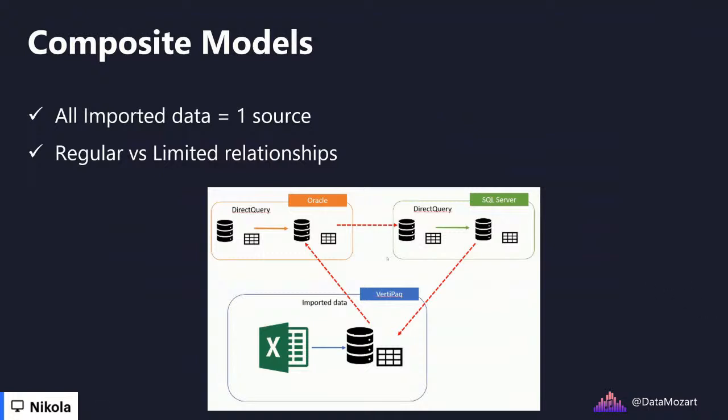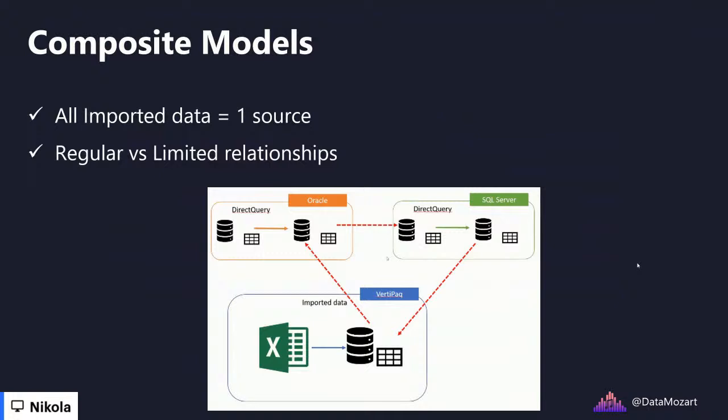Now, if you ask yourself why some arrows are dashed and others are not, that's a good question. These arrows represent relationships between tables in different storage environments. So the tabular model in Power BI supports two types of relationships, regular and limited relationships. Sometimes you will hear people referring to them as strong and weak relationships. Explaining the behavior of both, especially limited relationships, is unfortunately out of scope.